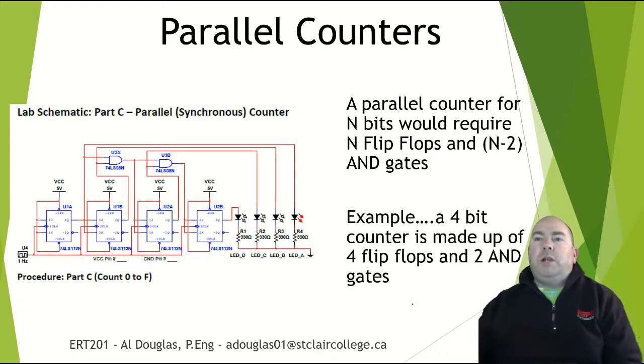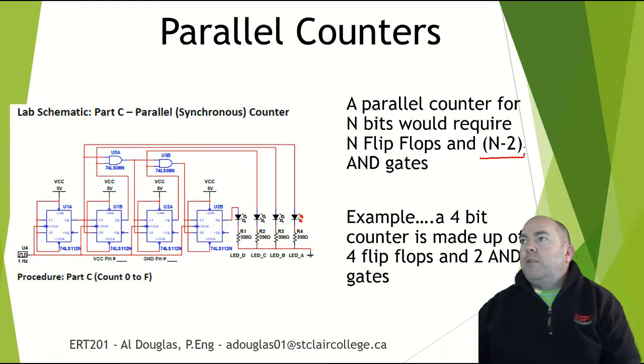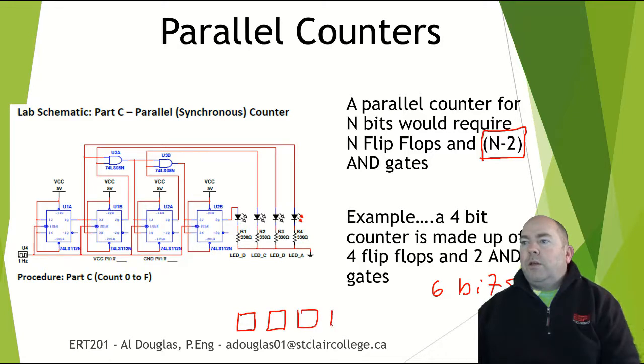Now how many gates do we need to build this? Little formula for that. It's basically for n number of bits, you require n minus 2 AND gates and n flip-flops. So basically if you have, let's say you wanted to do 6 bits, it would look like this. You would have 6 flip-flops. You basically don't need one for the 2 ends, but you need one. You need an AND gate in between each of the intermediate ones.